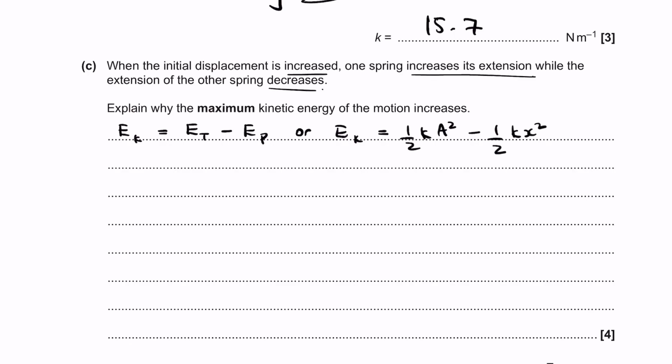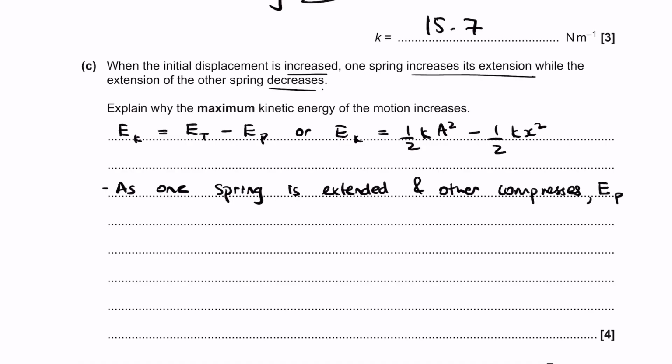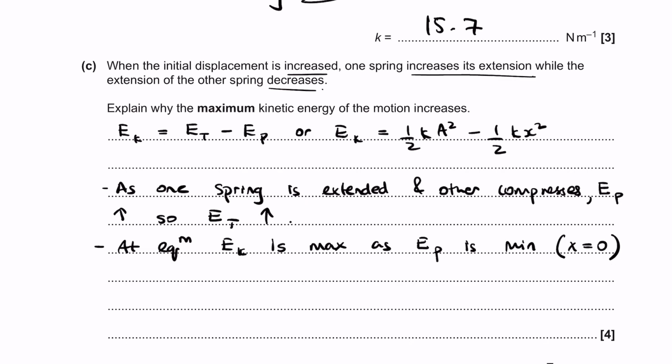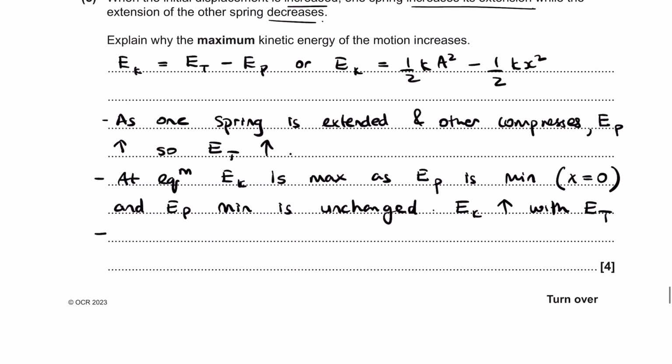Now, as one spring is extended and the other compresses, the EP value is going to increase. So the total energy will also increase. Now, we know that at equilibrium, the kinetic energy is maximum as the EP value is minimum because x is 0. There is no extension. Now, that means that as EP minimum is unchanged, the kinetic energy value will increase with ET.